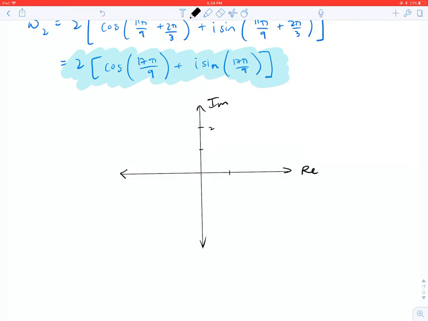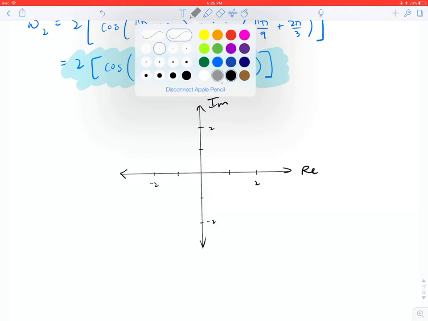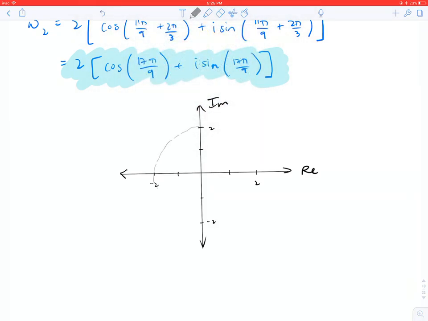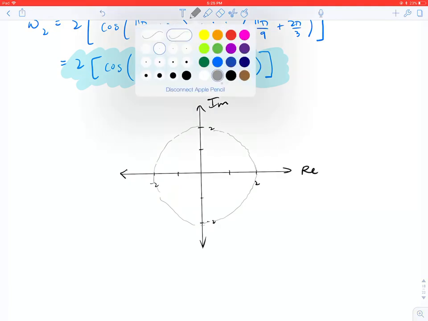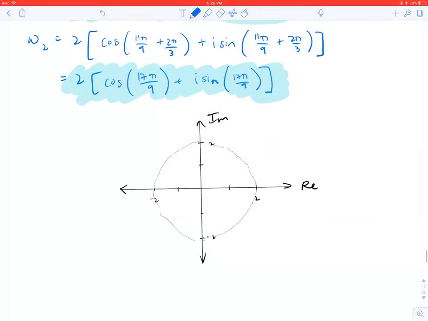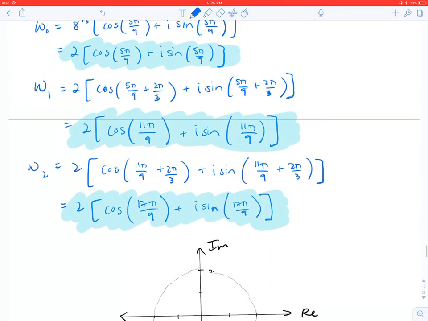Now, notice that each of these complex numbers has a magnitude of 2. So if I thought about sketching a circle centered at the origin, I'll do the best I can here. If I thought about sketching a circle centered at the origin that had a radius of 2, all of these roots will lie on the circle.